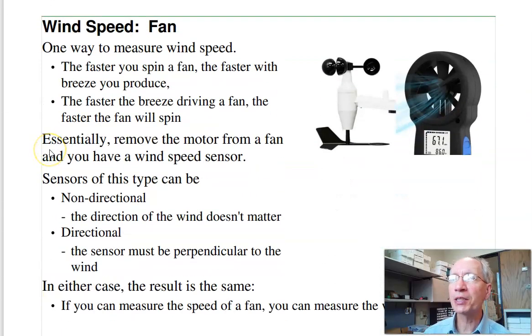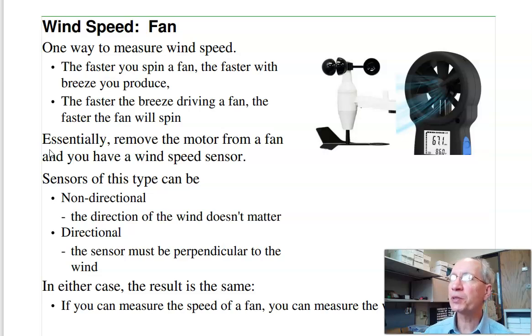So let's start out with fan speed. One way to measure wind is by measuring the speed of a fan. The idea is if you apply a voltage to a fan, it spins. If you apply wind to a fan, it spins. If I can measure how fast the fan is spinning, I'll know the wind speed.